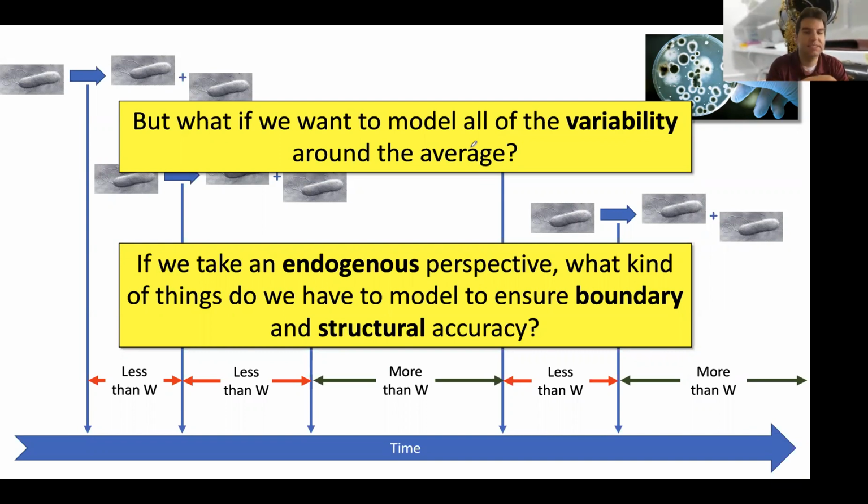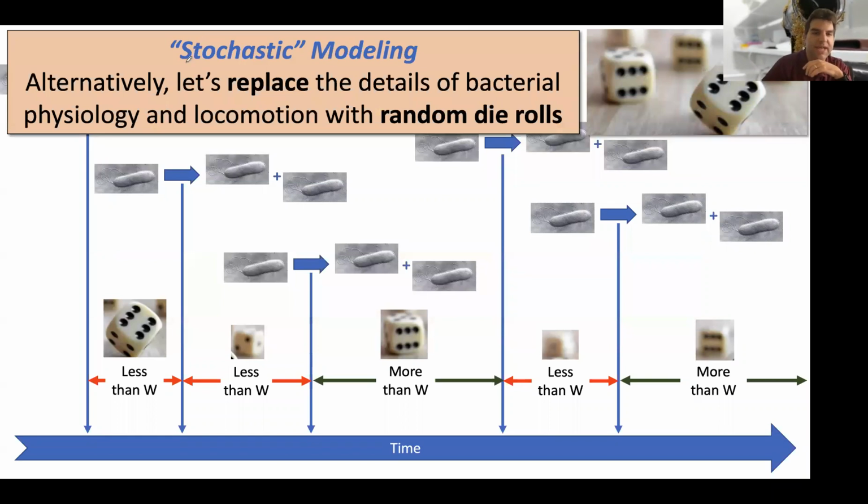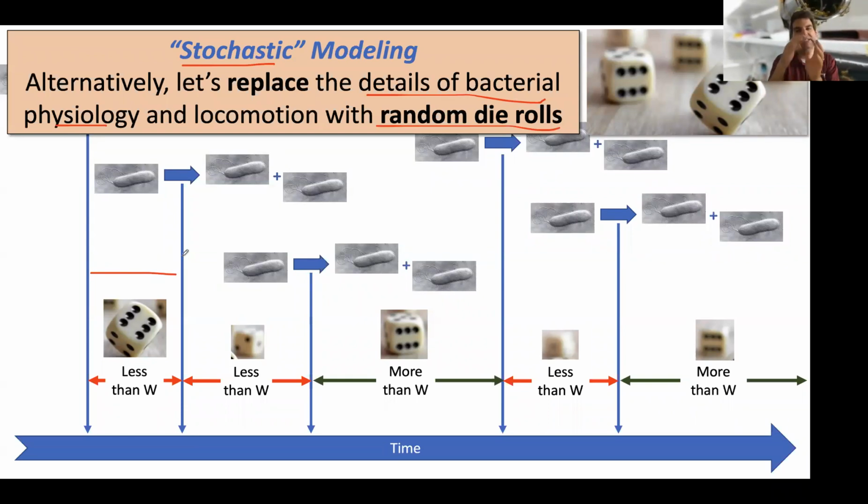And so this is where stochastic modeling comes in. Let's get rid of all the details of that bacterial physiology and locomotion, and let's just replace it with random die rolls. Because if I think about it, there's a certain waiting time between one reproduction period and another. And if I were to roll a 6-sided die, and associate each side of that die with a different random waiting time between reproduction events, I might actually get a trajectory for how long to wait between reproduction events that looks realistic.